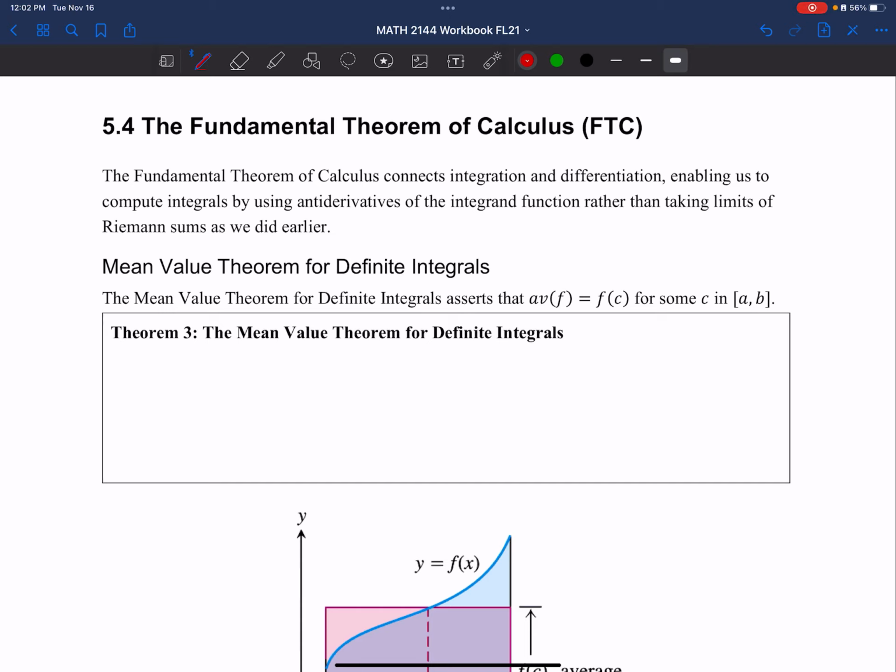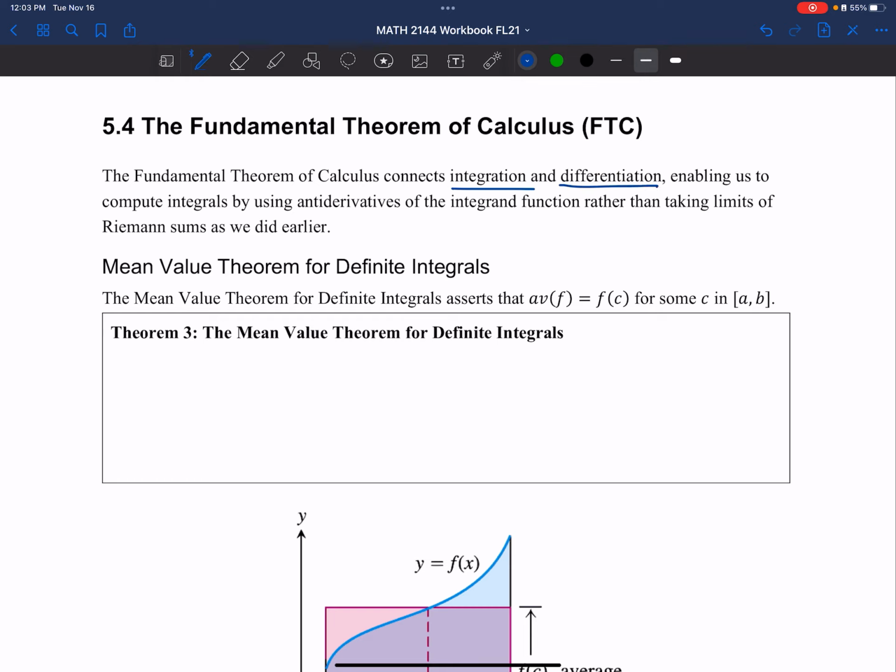So section 5.4 is on the fundamental theorem of calculus, or FTC for short. This is going to be the section that ties together what we've been doing with the limit of Riemann sums, with antiderivatives and all the derivative ideas from earlier in the semester. So it is going to connect integration and differentiation.